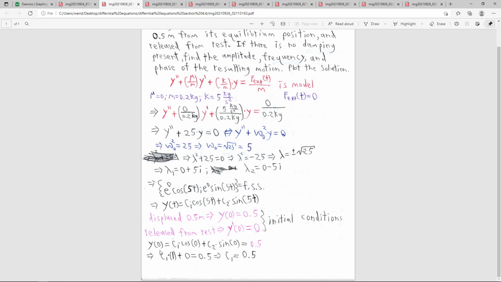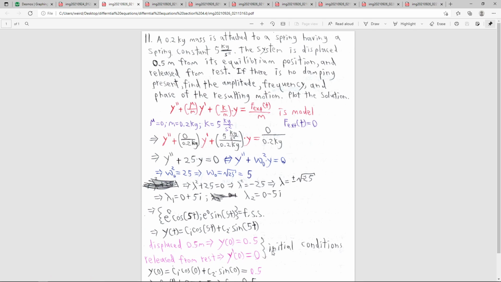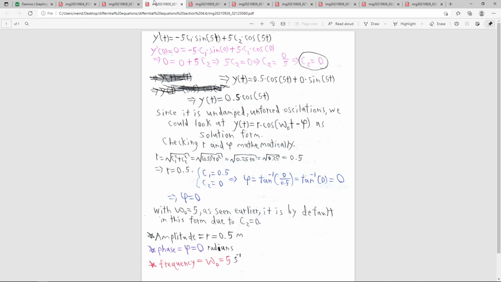We can solve for c1 easily. y of 0 equals c1 times cosine of 0 plus c2 sine of 0, equal to 0.5. So it's c1 times 1 plus 0 equals 0.5, so c1 just equals 0.5. It's c1 plus 0 equals 0.5, so 0 plus something is the same as what that thing is. So that's c1.